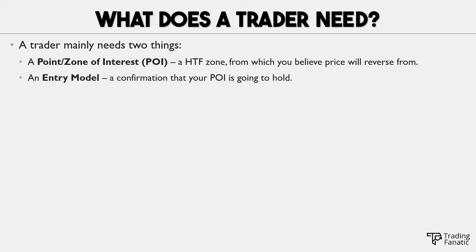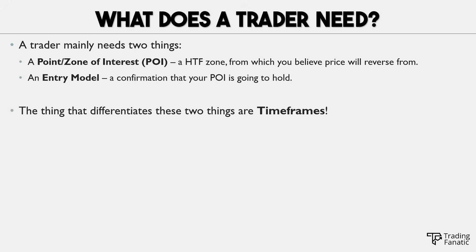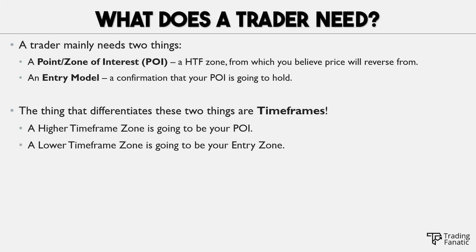Okay? Those are the two things you need. You need a zone and you need an entry model. That's it. Right? But a lot of us are overcomplicating it with 1,000 different concepts. Now, the main thing that differentiates these two things is simply time frames. Because a high time frame zone is going to be your POI, and then a lower time frame zone is going to be your entry zone. Okay? That's it. As simple as that. You need a high time frame zone and a lower time frame entry model.